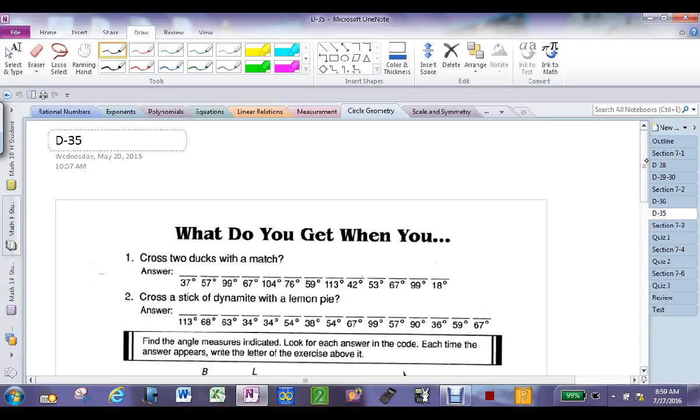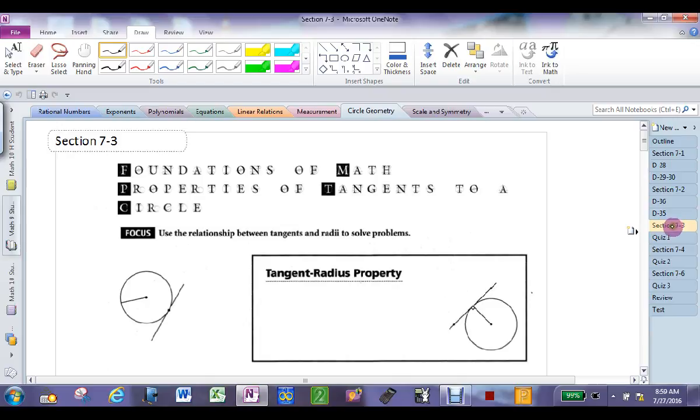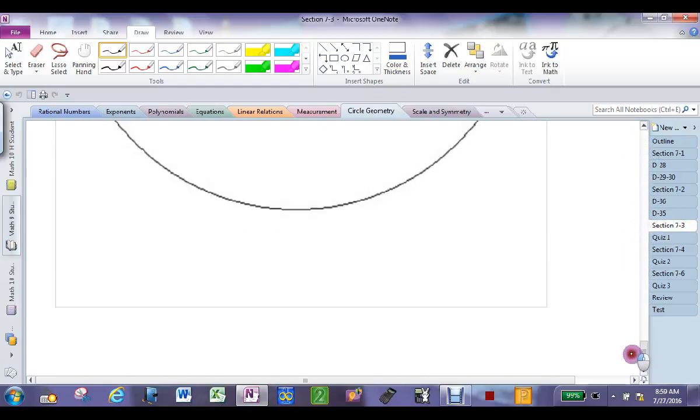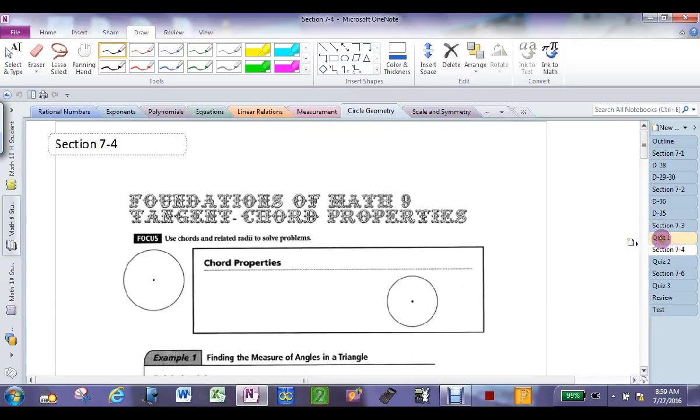Go. Then you're going to take your break, then you're going to come back, and we're going to do one section. Actually, I lied. We might be doing two sections. We're going to do tangent, radius, and we're going to do tangent chord. We're going to do two sections.